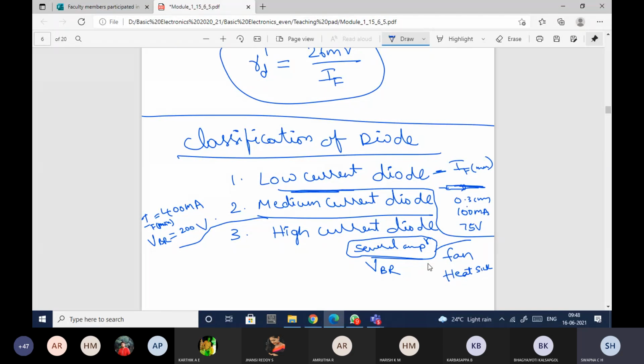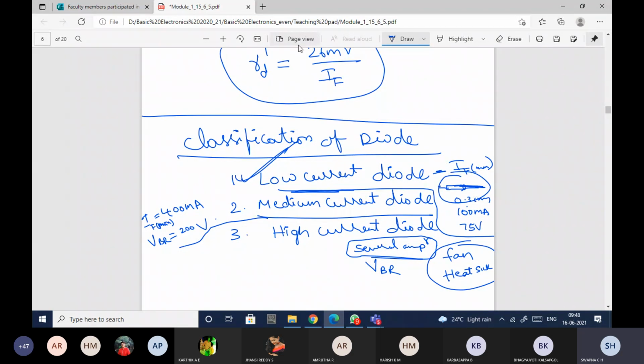Heat sink in the sense it will absorb the excess heat from the device. So either of these will be fitted with high current diodes. These are all related to the type classification of diodes. Generally in our labs we'll be using low current diodes only. Tomorrow's class I'll show you how this diode looks.